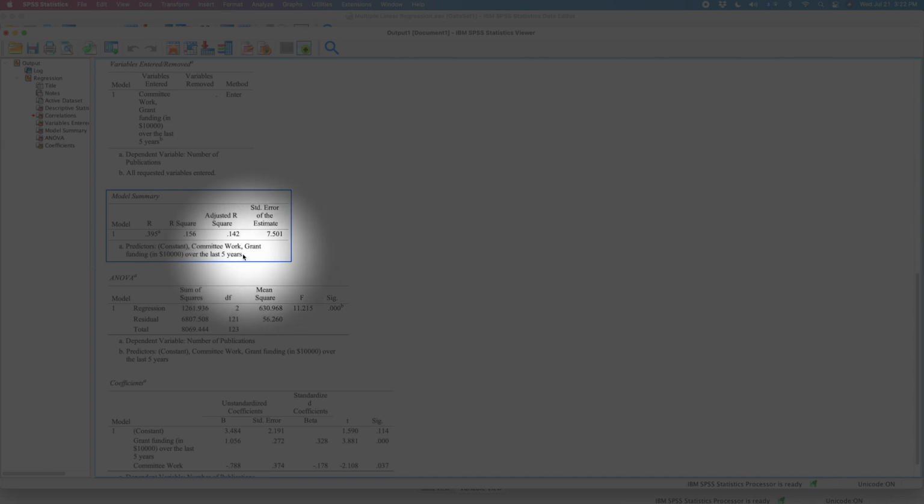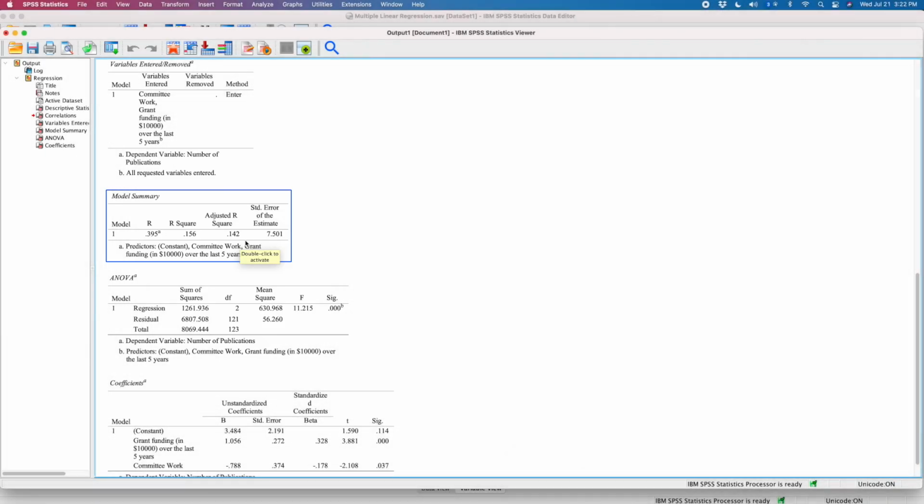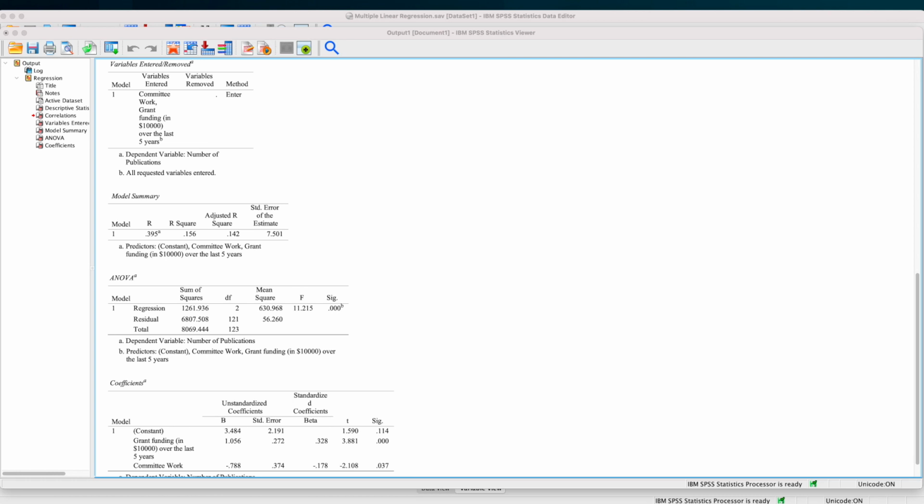I'm going to my adjusted R-square. I'm multiplying that with 100. 14.2% of the variability of the dependent variable is explained with the combination of the two independent variables. I have the definition for the R-square interpretation on a slide here, and I'll share that with you.